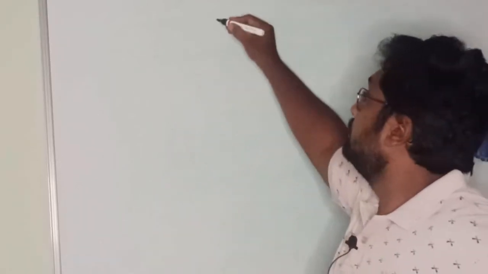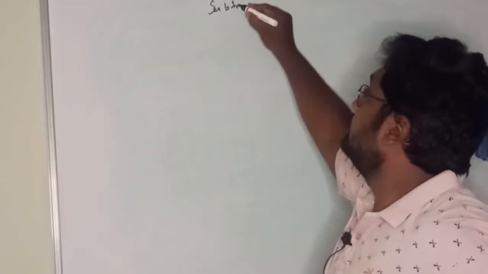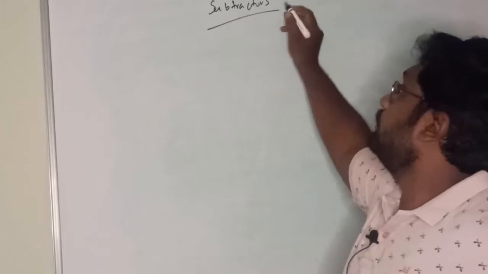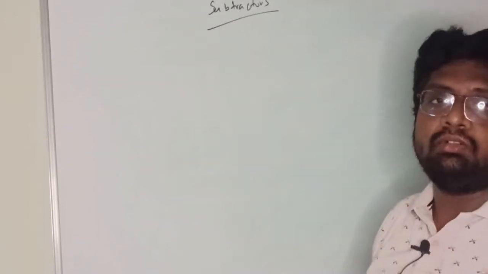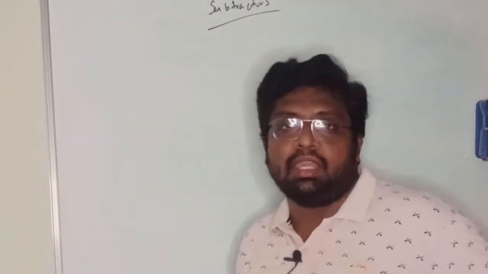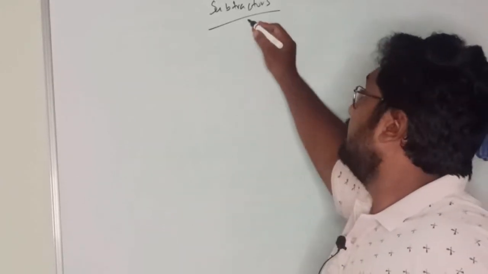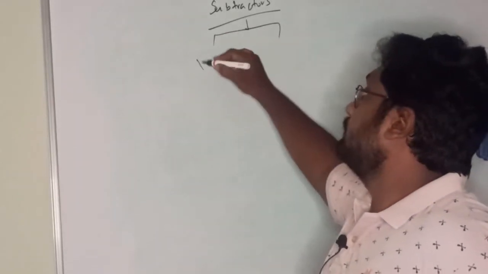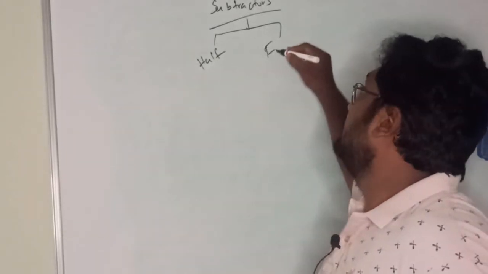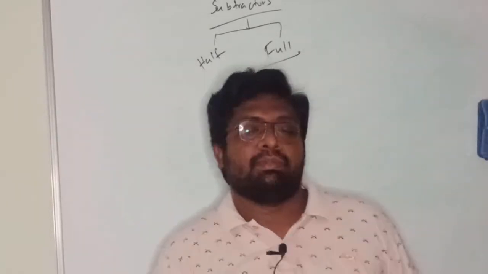Hello. So we are discussing the arithmetic circuits in combinational logic circuits, right? In our previous lecture we discussed the adders under arithmetic circuits. Now let us see the subtractors. In this lecture we are going to study the half subtractor and the full subtractor.